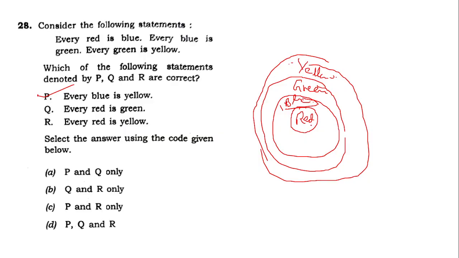Every red is green. Again, we are going from smaller category to bigger category. So every word is fine. Every red is yellow. Every red, smaller to bigger, perfectly fine. So P, Q, R, all three are correct. Option D is the right answer. Very simple question.